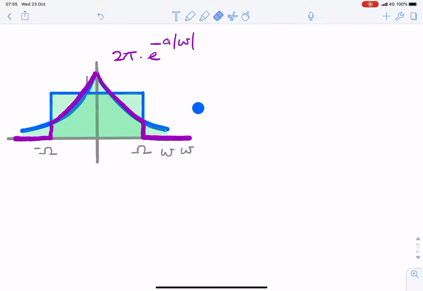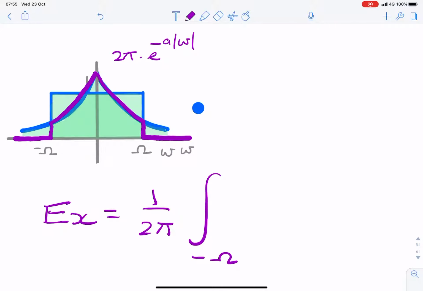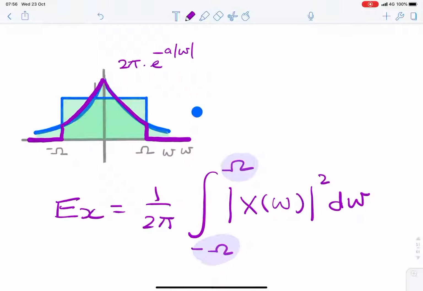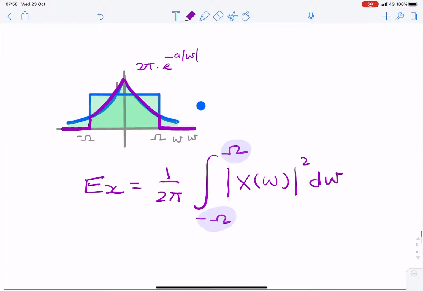So if we wanted to find our energy, again using Parseval's theorem, nothing would change except we would only integrate from minus omega to omega. So that's the effect of the low-pass filter. The low-pass filter will limit the frequencies and therefore the limits of our integration. Otherwise we would just integrate normally, there's no change.